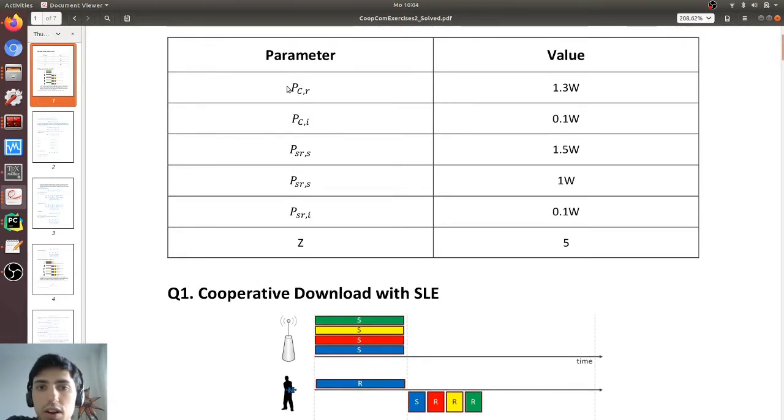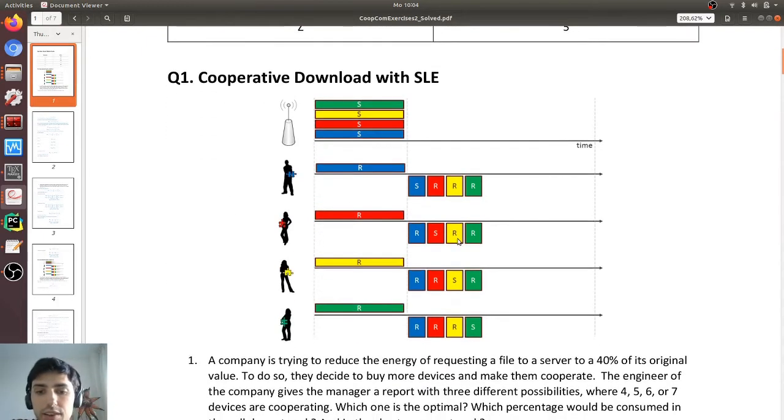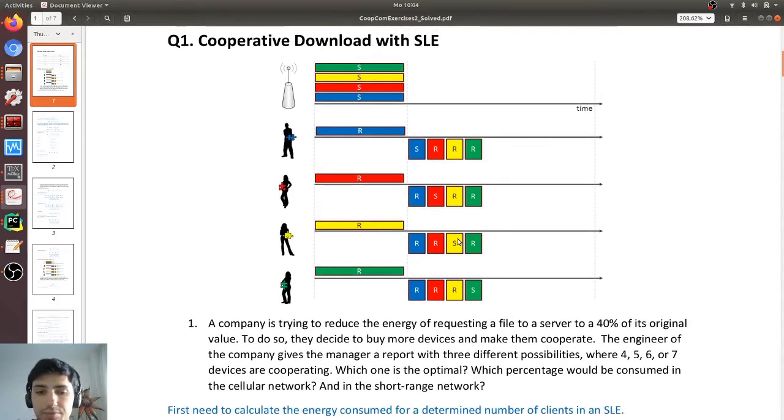So the power of the cellular to receive, the power of the cellular in idle mode, and the power in the short range to send. Okay, there's a mistake in here. This is actually the power in the short range to send, the power in the short range to receive, and the power in the short range in idle, and then the ratio between the data rate of the short range communication and the cellular communication.